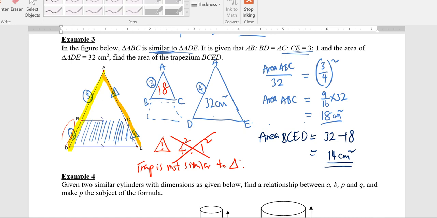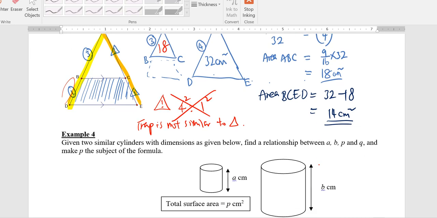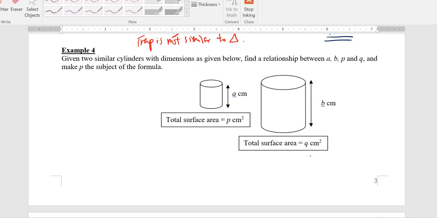So we have to go with the way of talking about the similar triangles first, finding the area of the similar triangle first, and do our subtraction to get the trapezium. Now let's look at example 4.